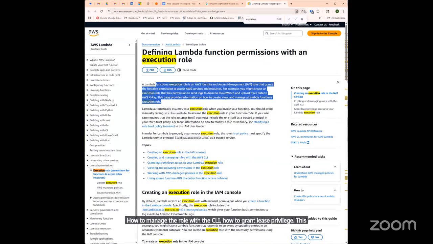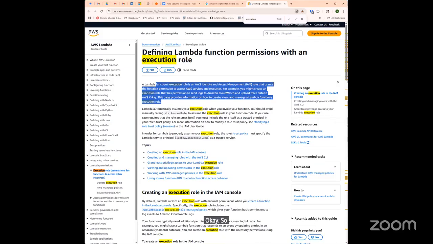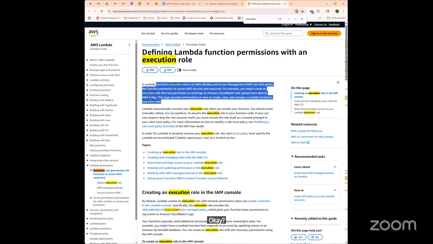This covers it. Okay, so the role must include the KMS permissions like KMS encrypt and decrypt. Encrypt means to write the encryption, and decrypt is to read the encrypted information, right? You can do that either via IAM policy or, if necessary, via KMS key policy or grant. And remember, to decrypt any data, you need that decrypt permission. That's for data, environment variables, or anything else encrypted with the key.